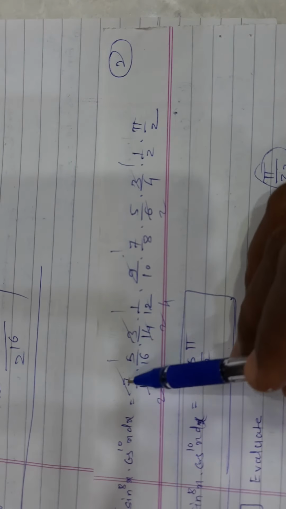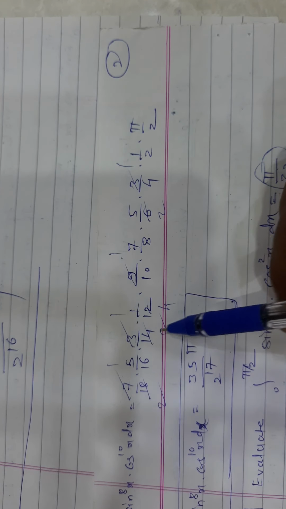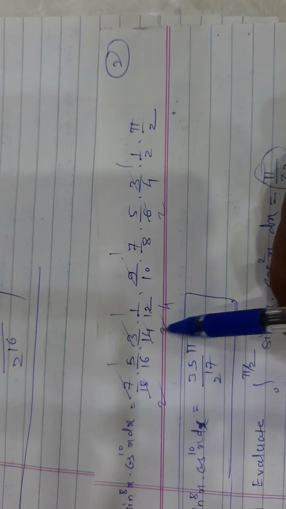And simplifying this, we get 7. Here the 7 and the 7 get cancelled, 2 remaining.